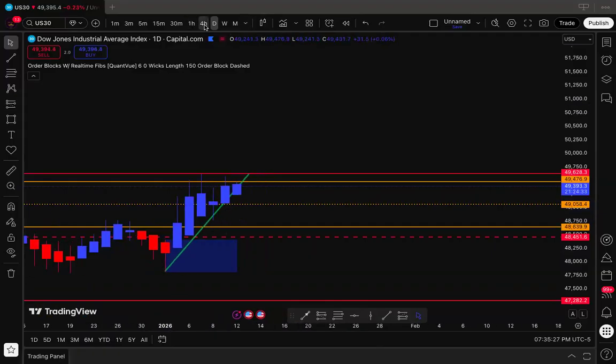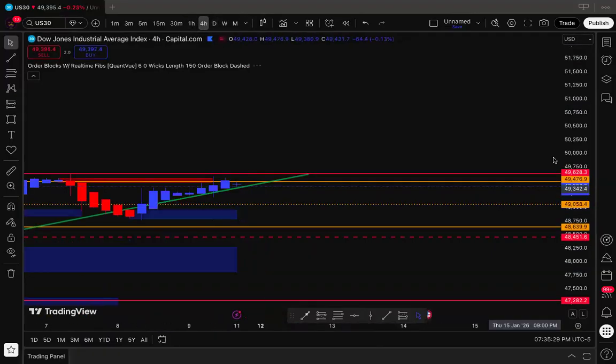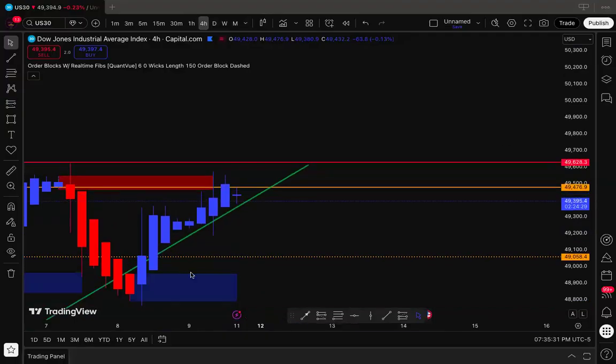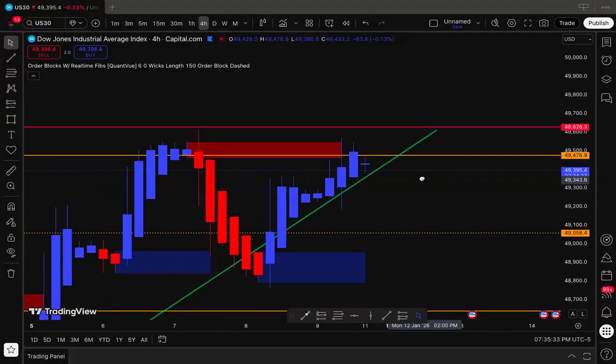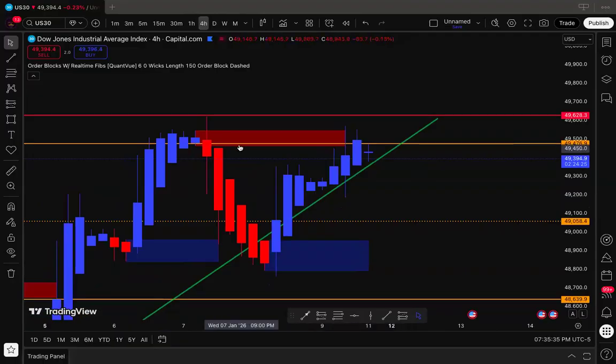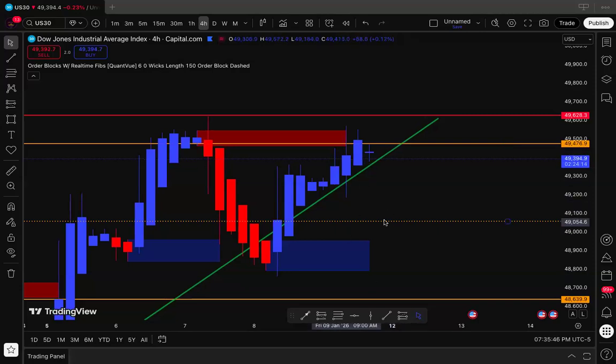So we are within the daily trend. We got it rejecting the level of resistance. So we want to take our buys down here. We want to take our sells from up here.